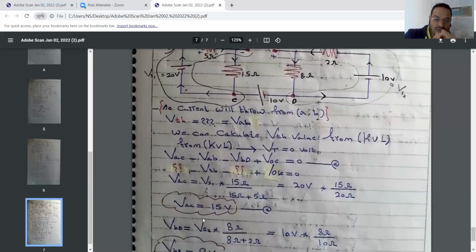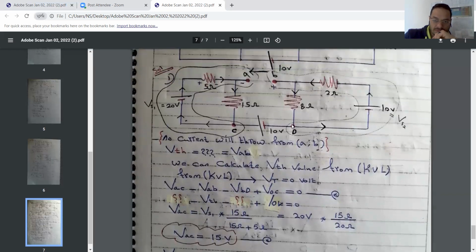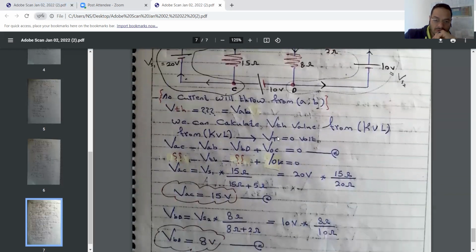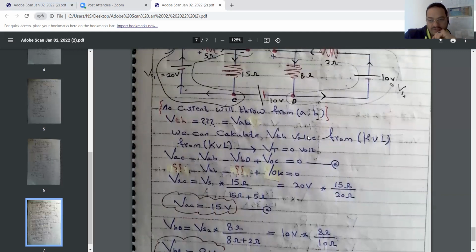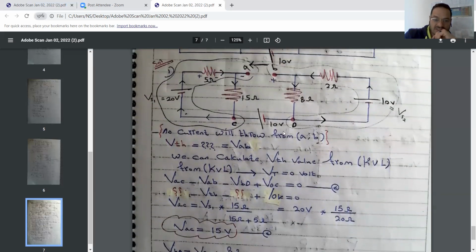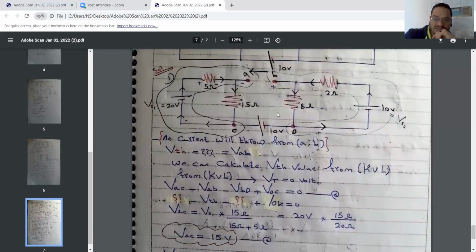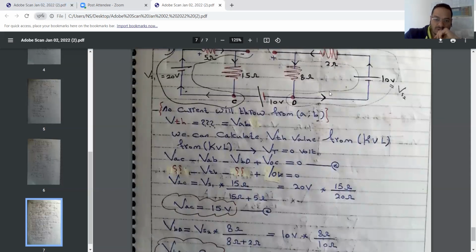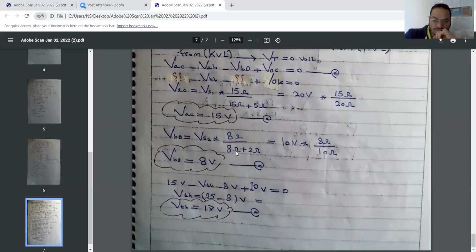VBD, by benefit from VS number 2, equal 10 volts. VBD equals VS number 2 dot 8 ohm divided by 8 ohm plus 2 ohm, to be the result, equal 8 volts.